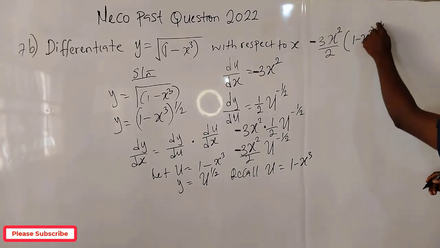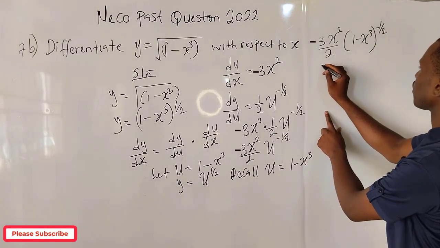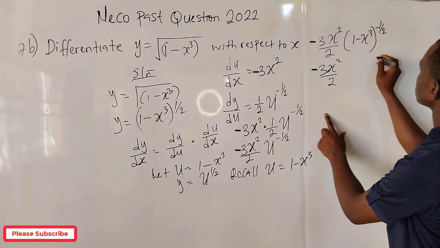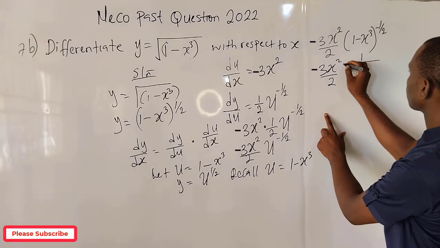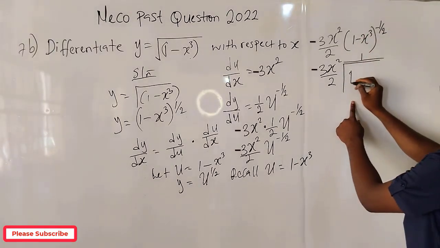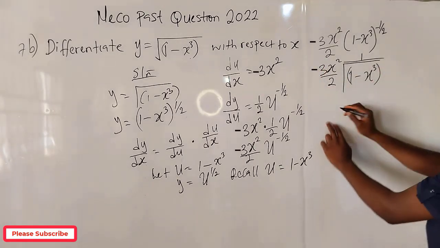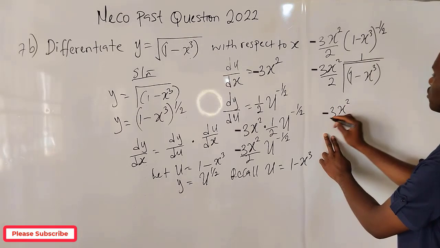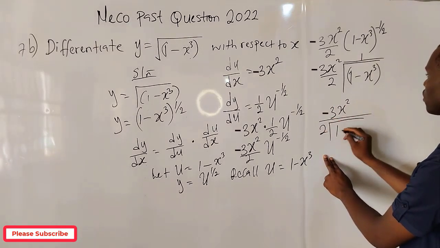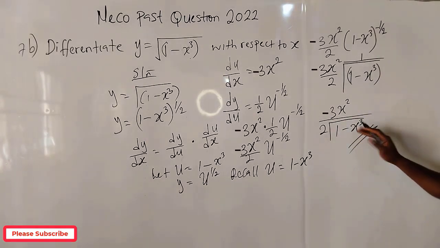We will not leave it here. Let's handle this power, this negative power. That means what I will have now is 3x squared over 2, 1 over the square root of 1 minus x raised to the power 3. We can still break it down as 3x squared over 2 square root of 1 minus x raised to the power 3. This is the appropriate answer.